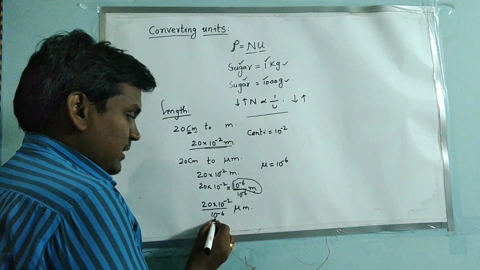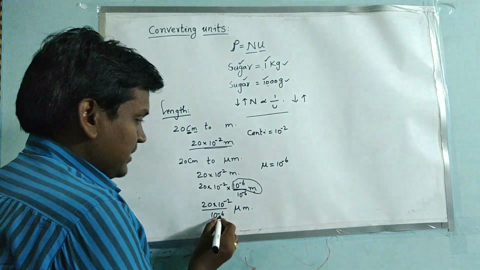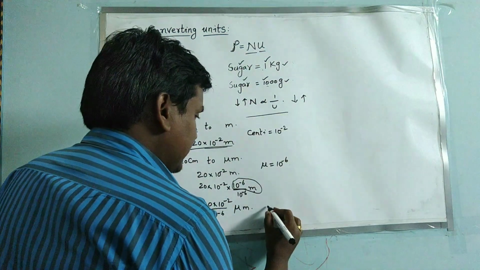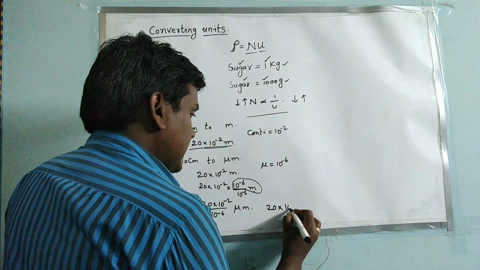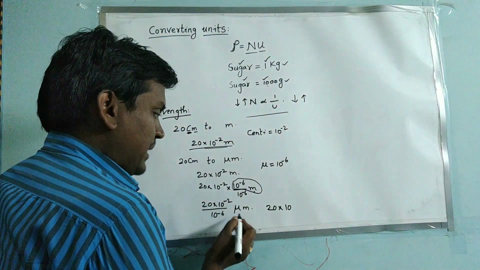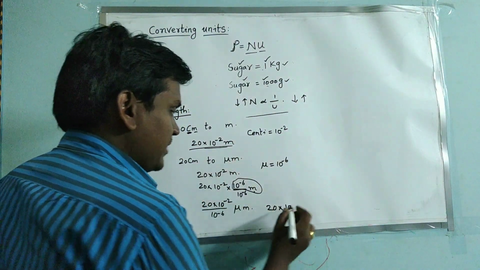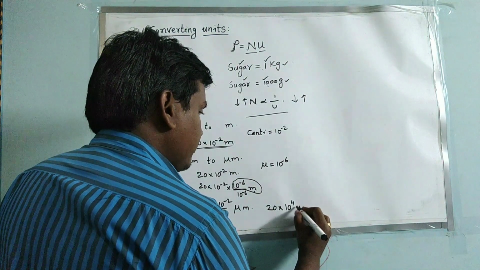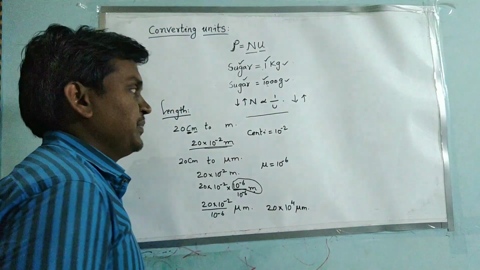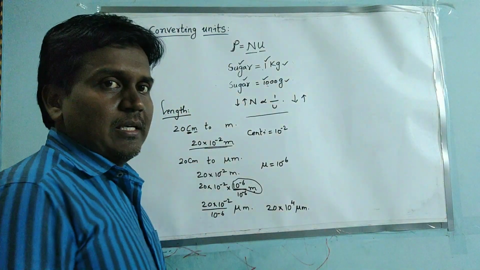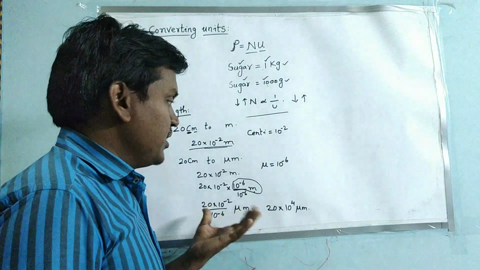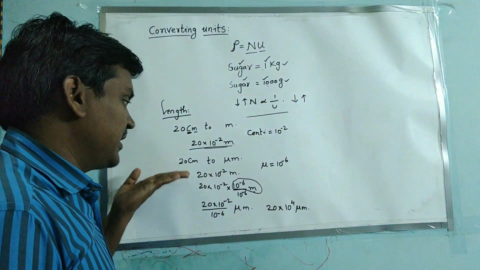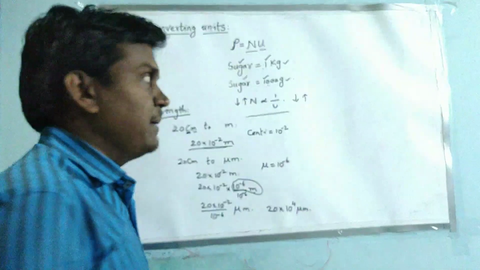Now if this value 10 to the power of minus 6 comes to the numerator, the value will be like this: 20 into 10 to the power of, this will become plus 6. So plus 6 minus 2, we will get 4. So 20 into 10 to the power of 4 micrometer. So like this we can convert the unit from one unit to another unit. But here the length, the physical quantity, remains the same.